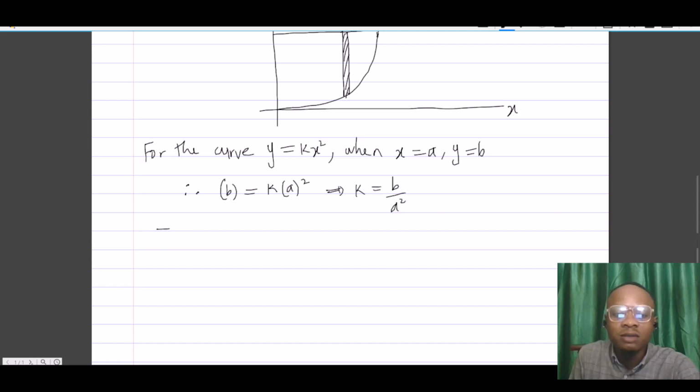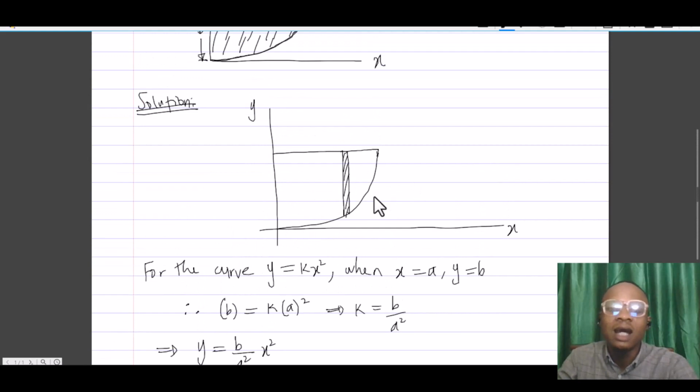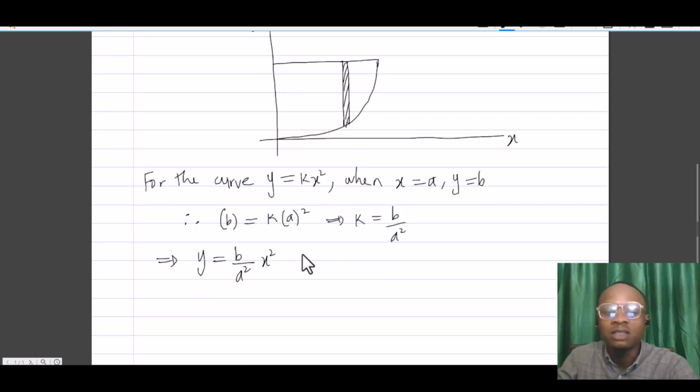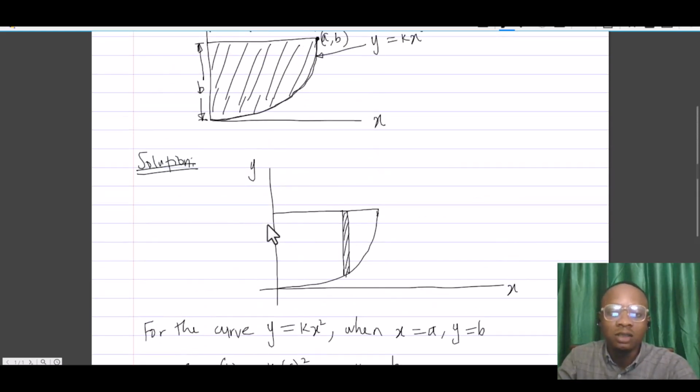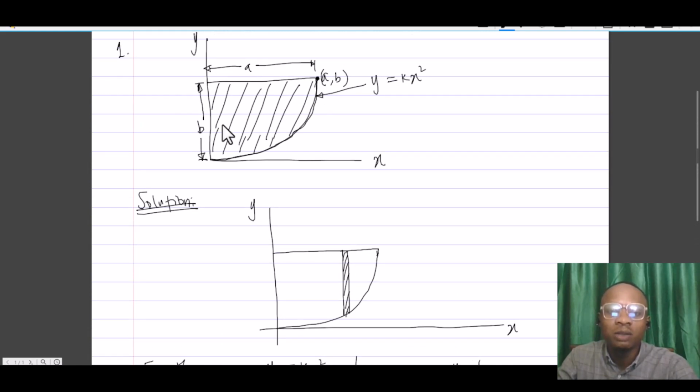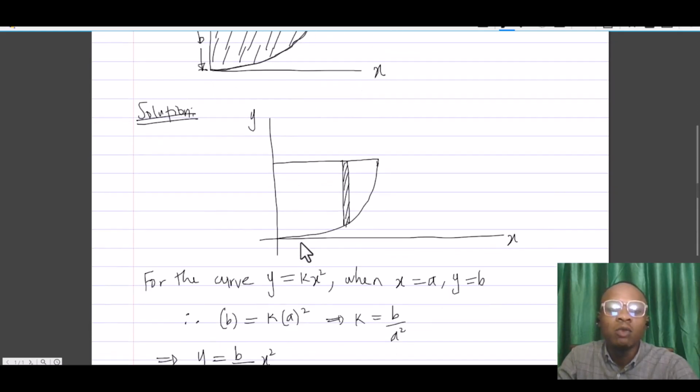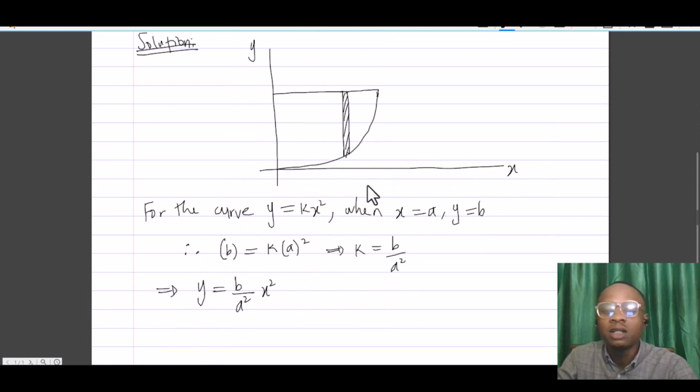So that means from all of this that our y is equal to b over a squared multiplied by x squared. So this is the equation of the curve that we are going to use as we proceed with our calculation. Please, this is very essential. It is so that the results we obtain will be in terms of the parameters of the curve, something that we can easily read off from the curve and determine what the moment of inertia will be with respect to the axis of interest.